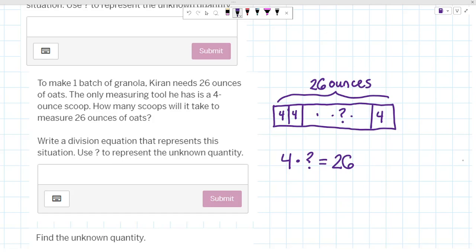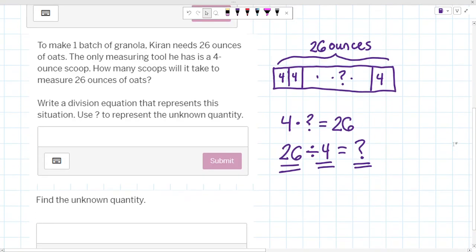So this would be like 26 divided by 4 equals question mark. Because this is how much stuff we're putting into groups. This is the size of each group. And question mark tells us how many groups there are.